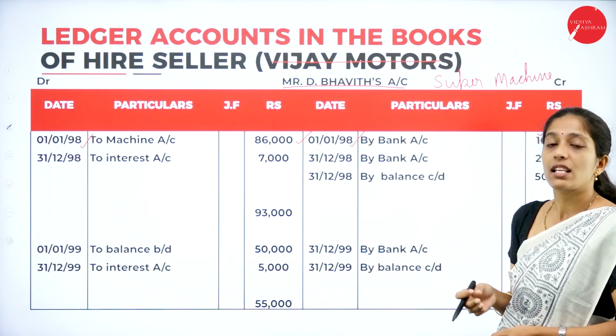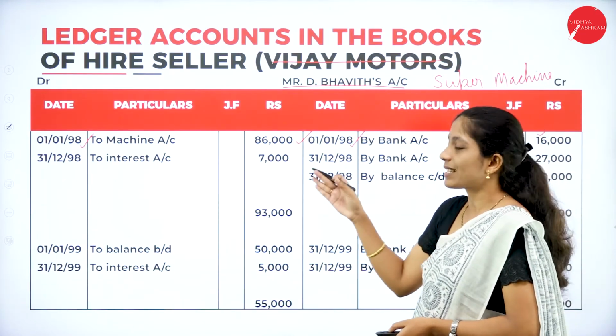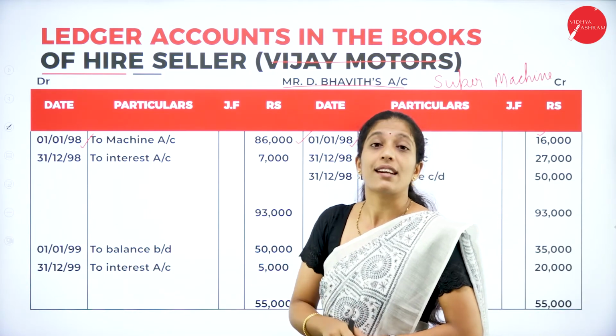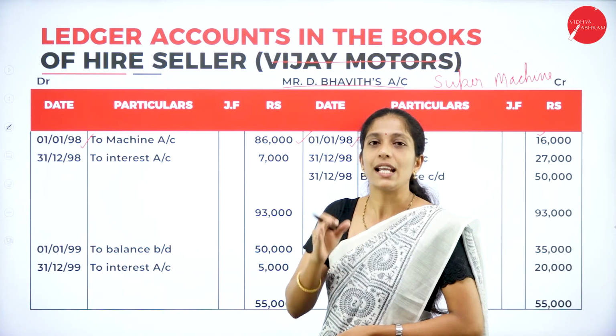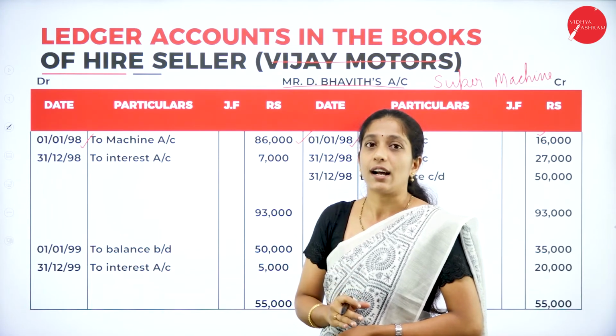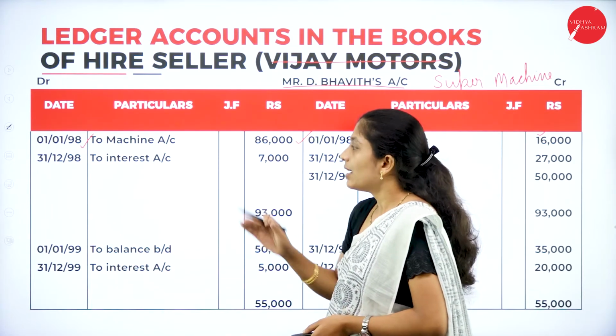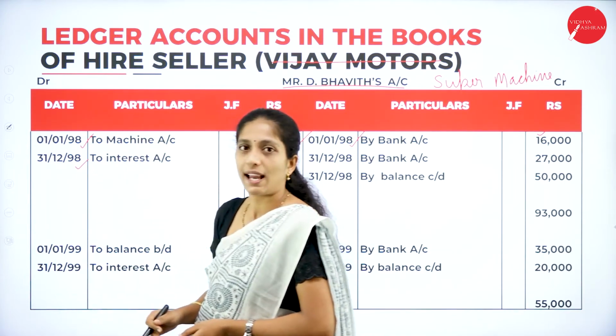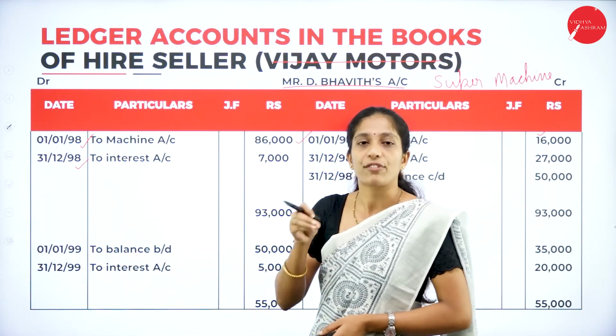Next, the third entry is for interest due. So what is the entry? Hire purchaser account debit to interest account. On which date? It is on 31/12/98, that is the end of that financial year.